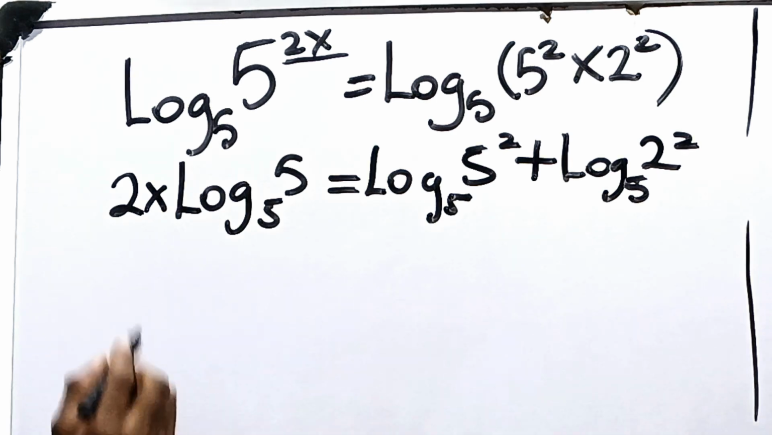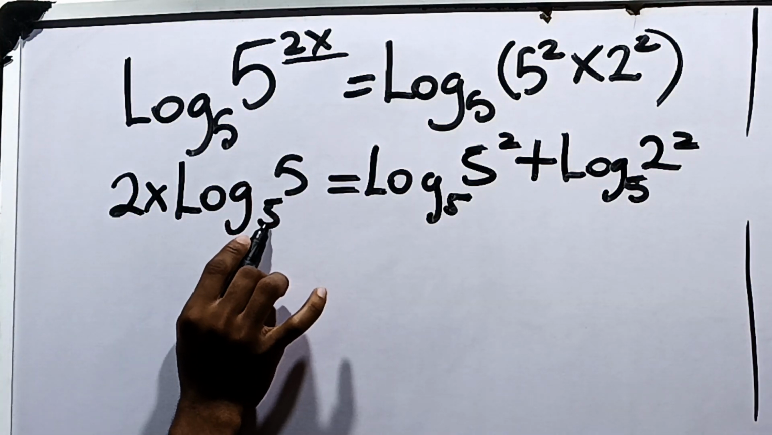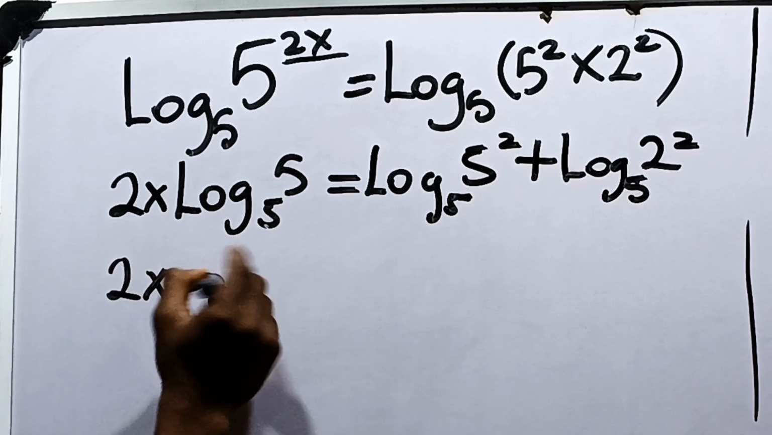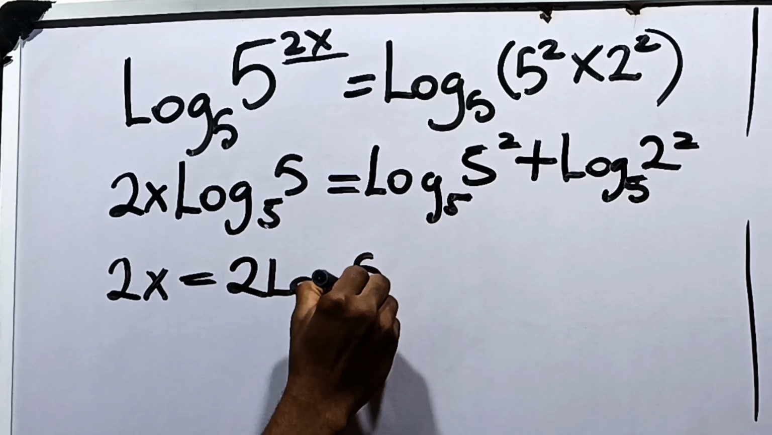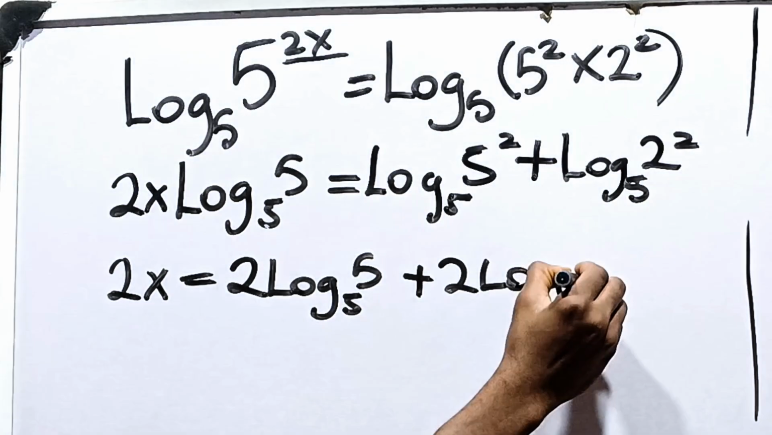Now, from here, you can say logarithm of a number to its own base is 1. So this is a number and the base is equal to the number, so this is equal to 1. 1 times 2x is 2x, to be equal to, on this other side, we have 2 multiplied by logarithm of 5 to base 5 plus 2 multiplied by logarithm of 2 to base 5.